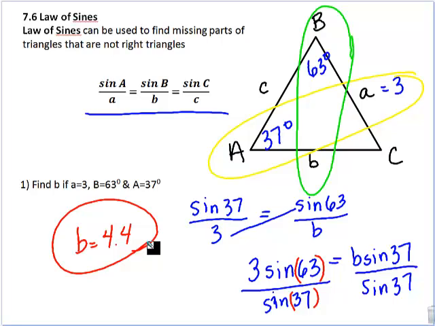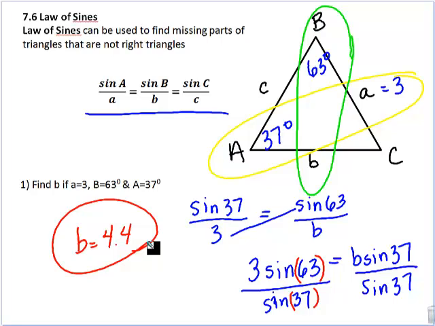So 3 times your sine of 63 divided by your sine of 37. 4.4415. I got 2.9. Did you divide by your sine of 37? Just go in order: 3 times the sine of 63. Did you close your parentheses after the 63? Divided by sine of 37. Everyone able to get 4.4?